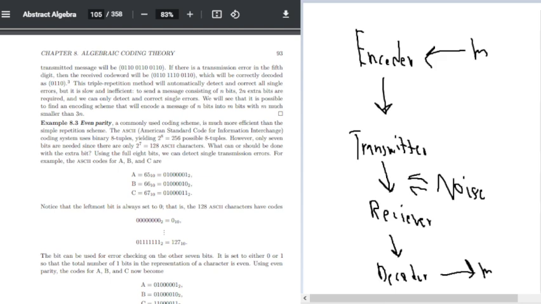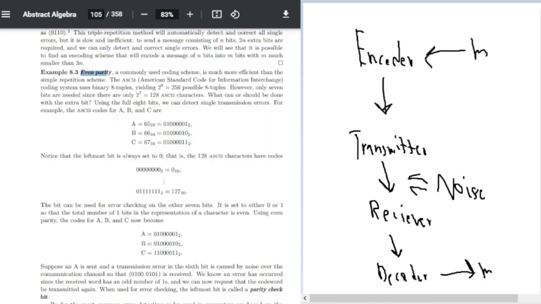Okay. This triple repetition method will automatically detect and correct all single errors, but it is slow and inefficient. To send a message consisting of n bits, 2n extra bits are required, and we can only detect and correct single errors. We will see that it is possible to find an encoding scheme that will encode a message of n bits into m bits with m much smaller than 3n. Example 8.3, even parity.